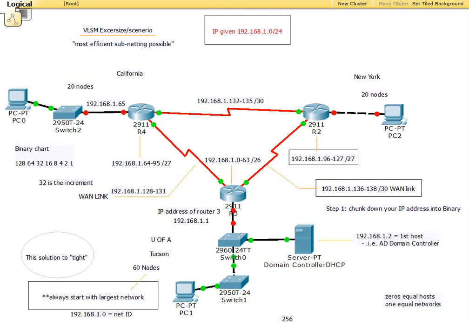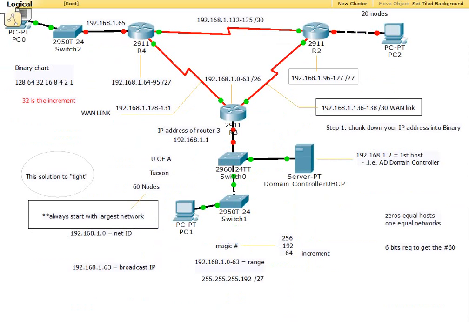And you have to make it work. You have to provide enough IPs for these networks, all the required networks. Let's not forget our WAN links. Those are easy to forget. You always start with the largest network first. Okay, and that's going to be down here in Arizona.